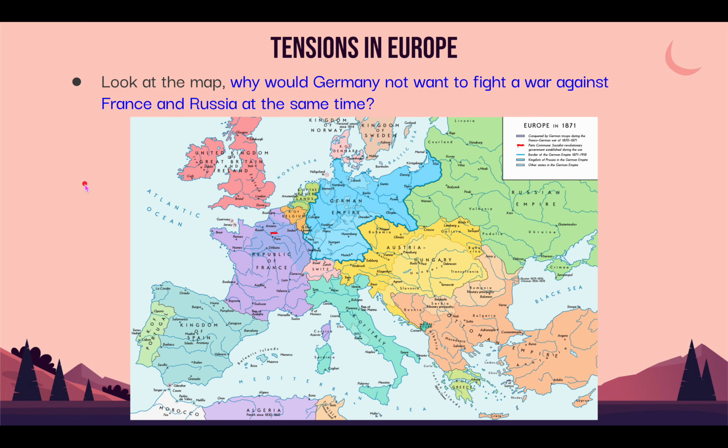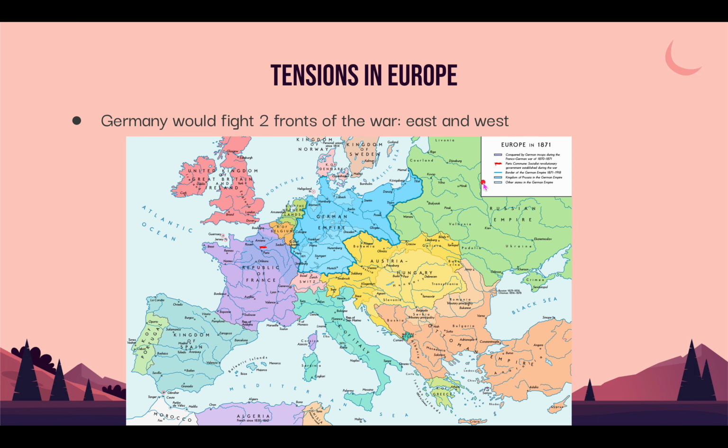So looking at this map, why would Germany not want to fight a war against France and Russia at the same time? Germany would have to fight on two fronts of the war, both the east over here with Russia and the west over here with France.